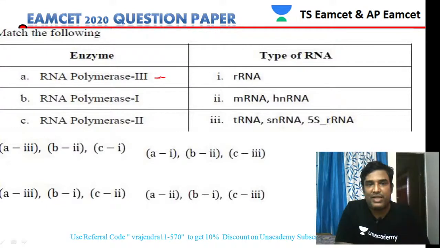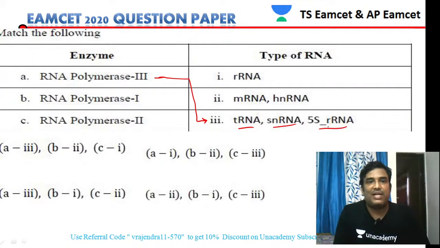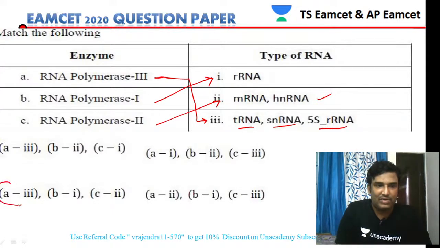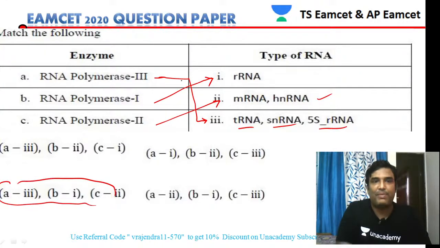RNA polymerase 3 synthesizes tRNA, snRNA and 5S rRNA. Then RNA polymerase 1 synthesizes ribosomal RNA. Then RNA polymerase 2 synthesizes mRNA as well as heteronuclear RNA. Based on that, we have to take the answer. So the answer will be this one.